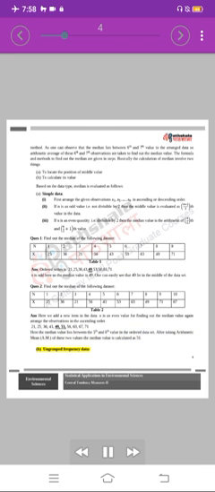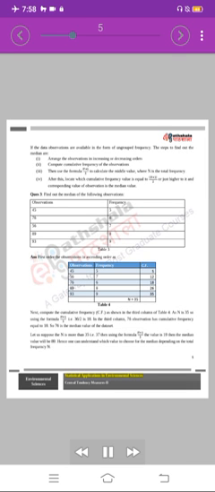B. Ungrouped frequency data. If the data observations are available in the form of ungrouped frequency, the steps to find the median are: I. Arrange the observations in increasing or decreasing order. II. Compute the cumulative frequency of the observations. III. Then use the formula (n plus 1) over 2 to calculate the middle value, where n is the total frequency.